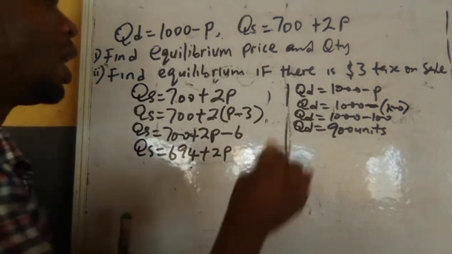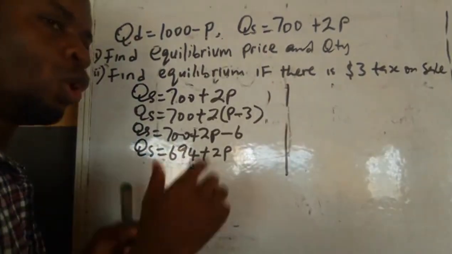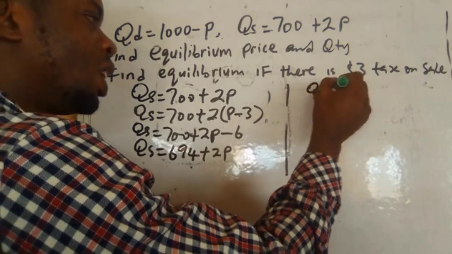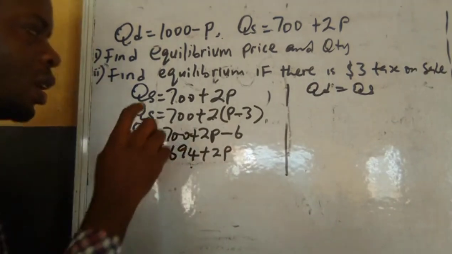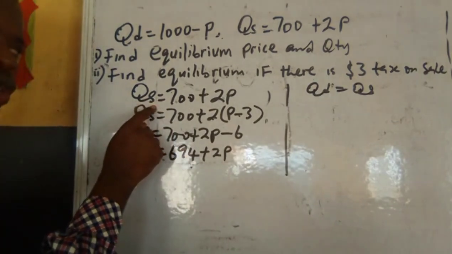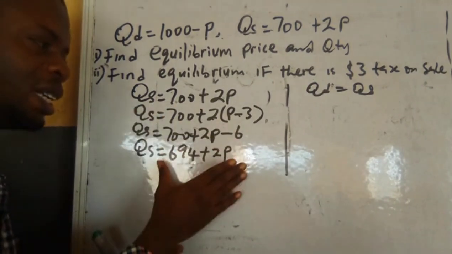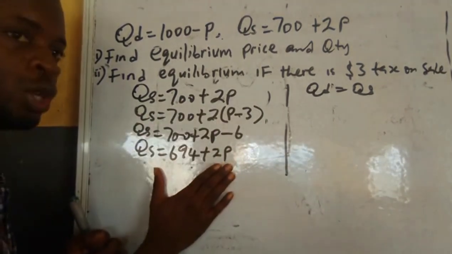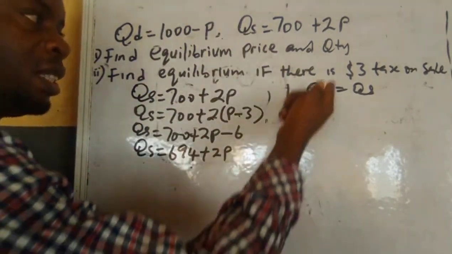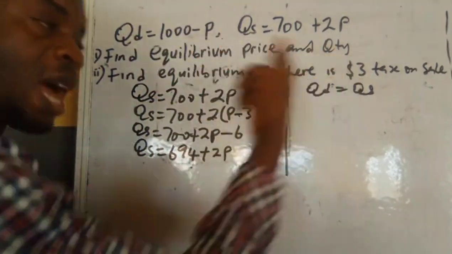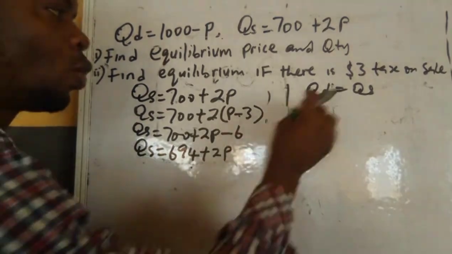Then I can now equate, so I can now go to QD equals QS. You must first get the new supply function when there is tax. Don't use the former one. Do you understand? This is what you're going to do. Then after you have gotten your new supply function by inserting the tax, you can now equate to find the equilibrium quantity demanded and quantity supplied.